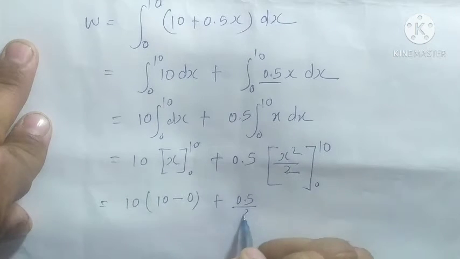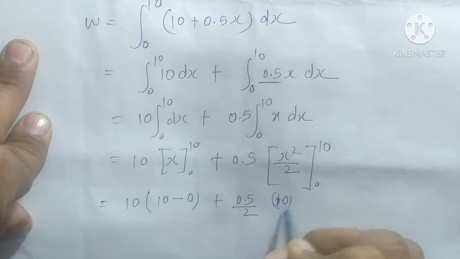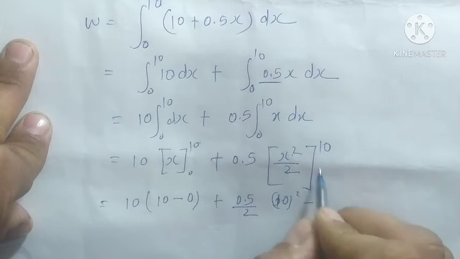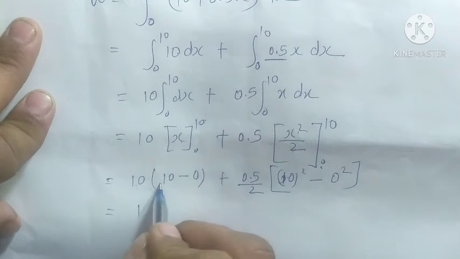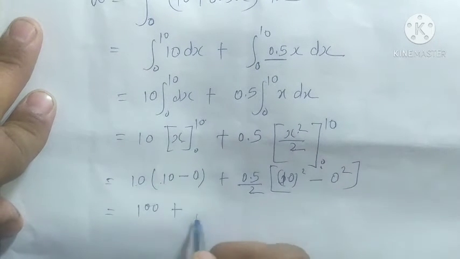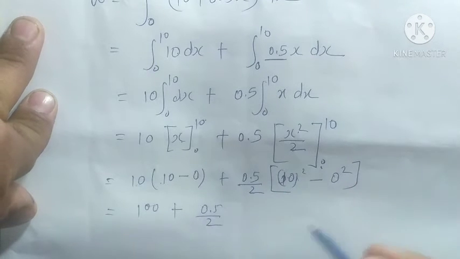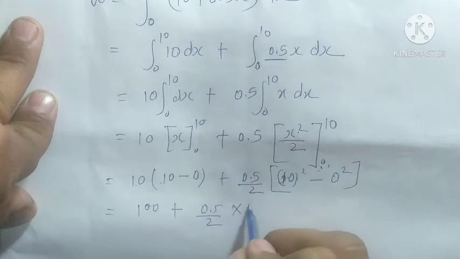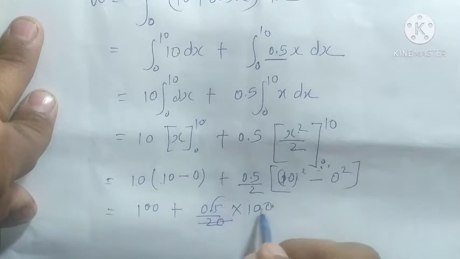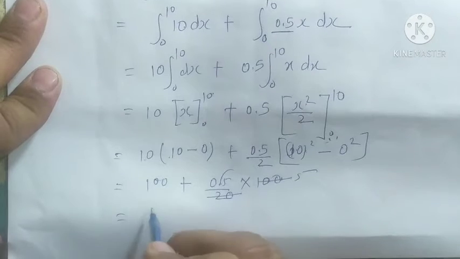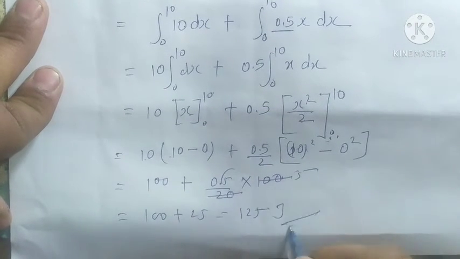2 comes out here. So we put the value of 10 first, 10 square, minus we now put the lower limit value 0 square. So 10 into 10 is 100 plus 0.5 upon 2 and this 10 square. This is 10 square, so 100 comes here. So finally 100 plus 5 into 5, 25, 125 joule. So this is our answer.